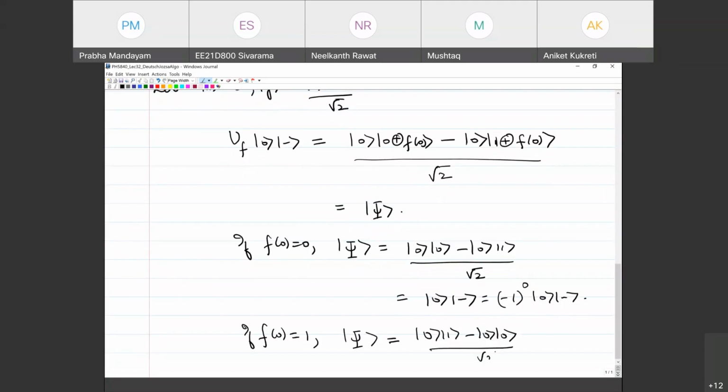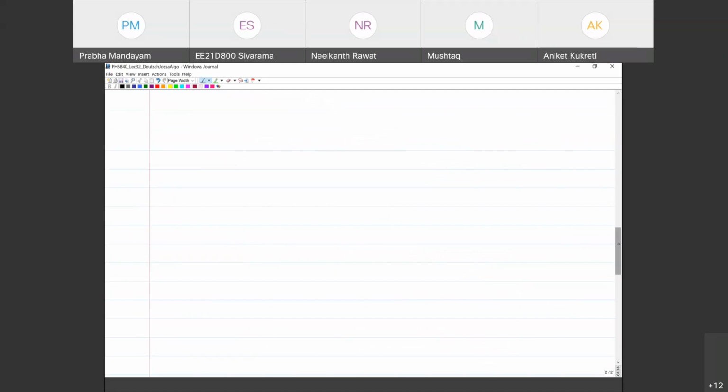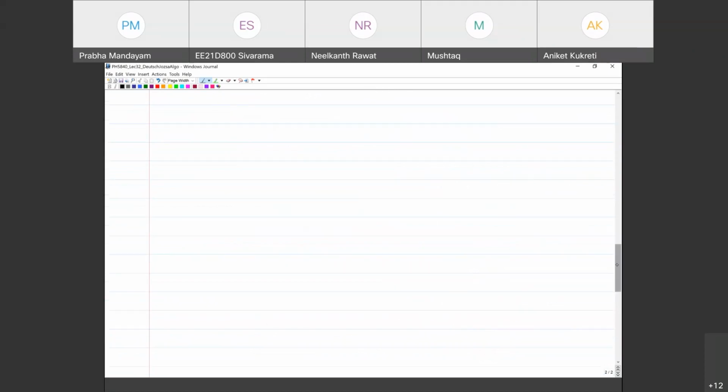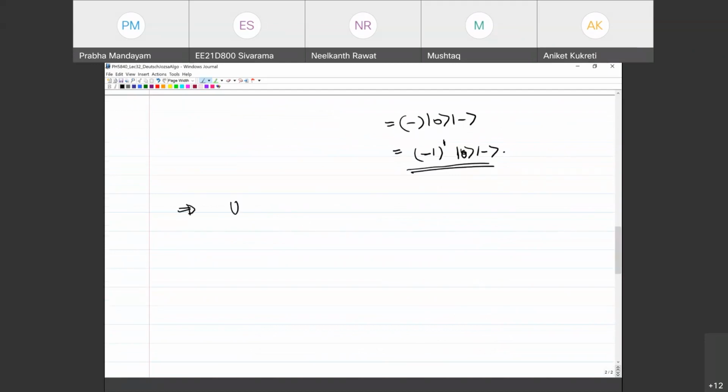So then this is nothing but |0⟩ minus, but with an overall minus sign, right? So this I will say is (-1)^1 |0⟩ minus, okay? So if I were to abstract this out now, then U_f acting on |0⟩ minus is basically (-1)^f(0) |0⟩ minus.